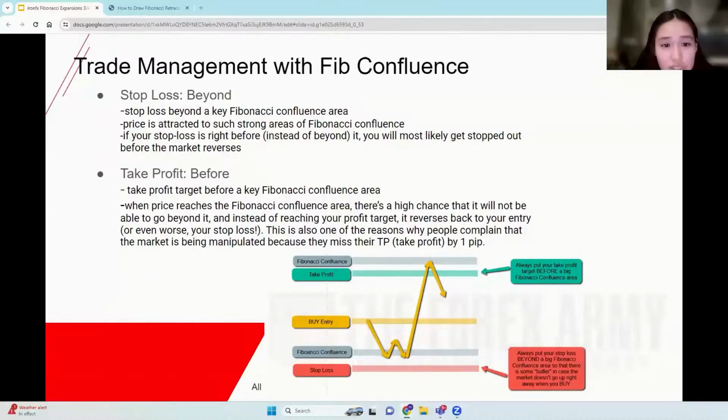So firstly, you want to make sure that your stop loss is placed beyond a key Fibonacci confluence area. Reason for this is because more often than not, price is attracted to such strong areas of confluence. And if your stop loss is right before, instead of beyond the level, chances are you'll most likely get stopped out before the market reverses. And that's one of the reasons why people wonder why they got stopped out right before the market starts to reverse, and they might start complaining about stop hunting.